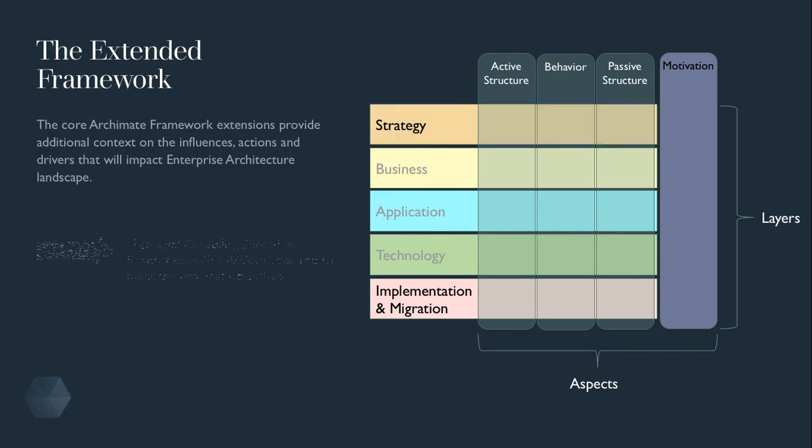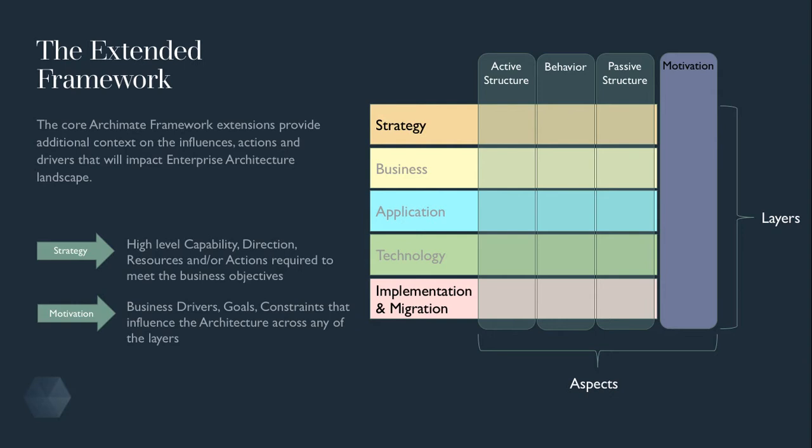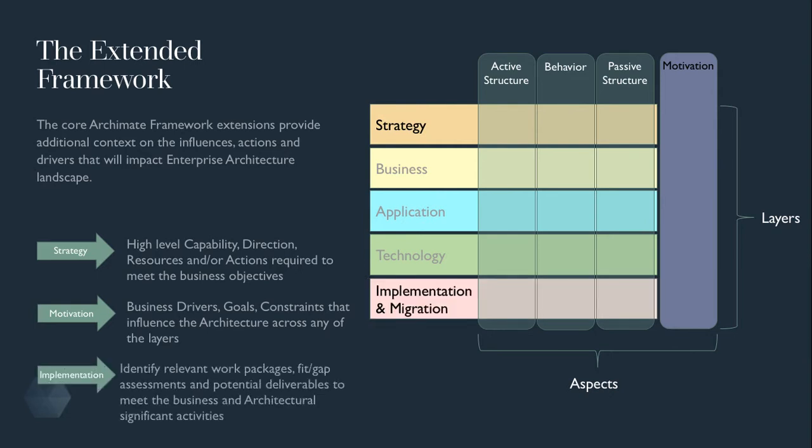Strategy is a high-level capability, direction, resources, and other actions required to meet the business objectives. Motivation are business drivers, goals, constraints that influence the architecture across any of the layers. And implementation events identify relevant work packages, fit gap assessments, and potential deliverables to meet the business and architecturally significant activities.